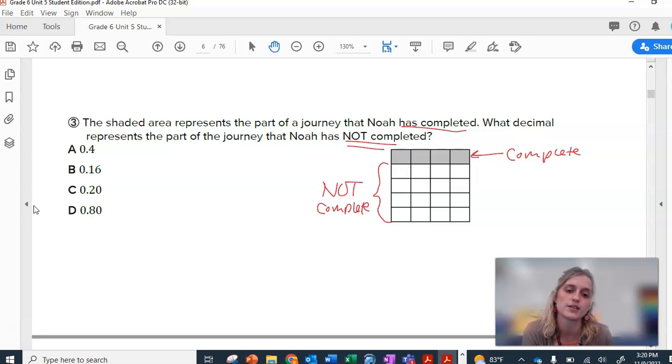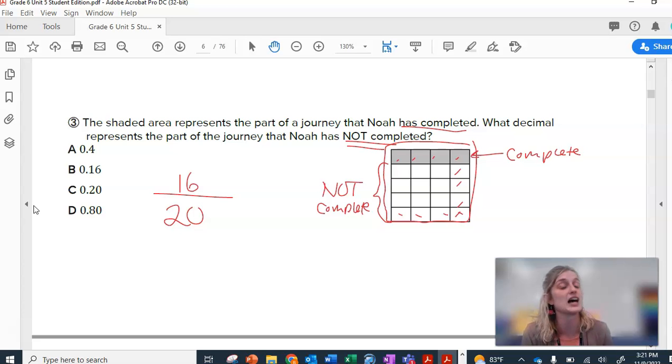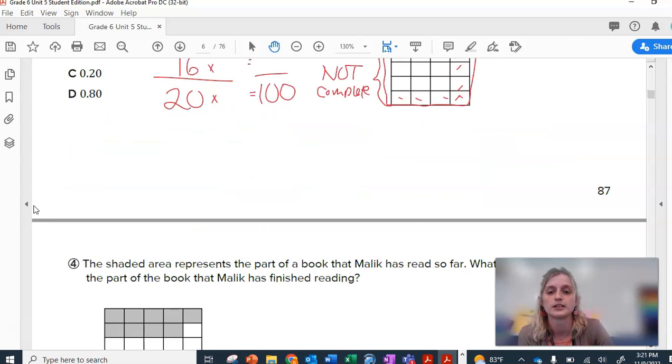Okay, so the ones that are not complete, that's 1, 2, 3, 4 by 1, 2, 3, 4, that's 16, not complete. Out of the total drawing, all the boxes, 16, 17, 18, 19, 20. Don't pick B. That says 16 hundredths. You need this to be out of 100. Decide what you're going to scale up by and find the equivalent fraction, which you can then change to a decimal. Next page.